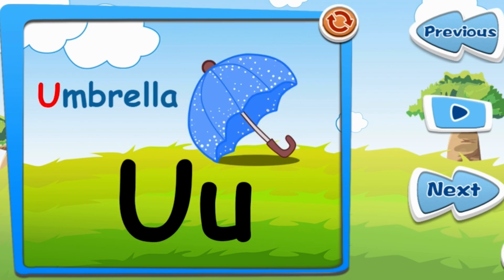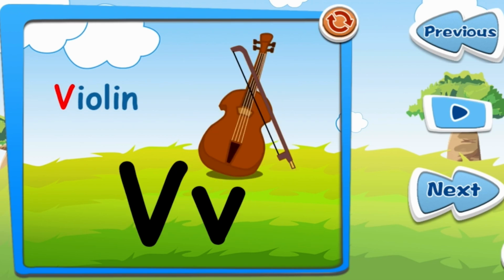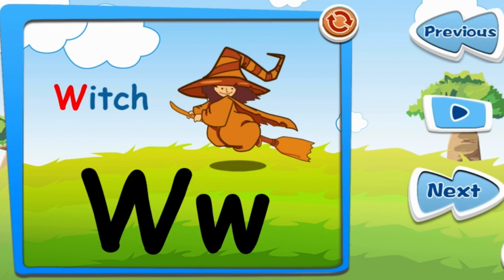U is for umbrella. V is for violin. W is for witch.